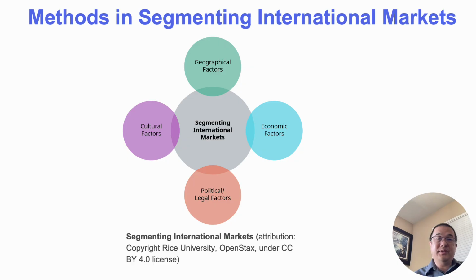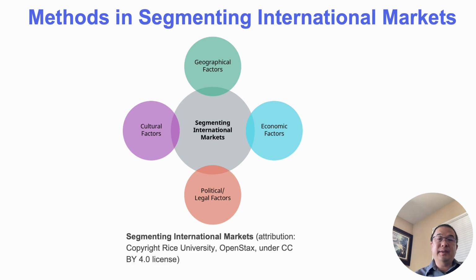Companies divide international markets based on where customers live. Common geographic factors include the country, region, and climate. As an example, the North Face sells more winter jackets in colder countries like Canada and Norway than in tropical countries. Number two, economic factors.